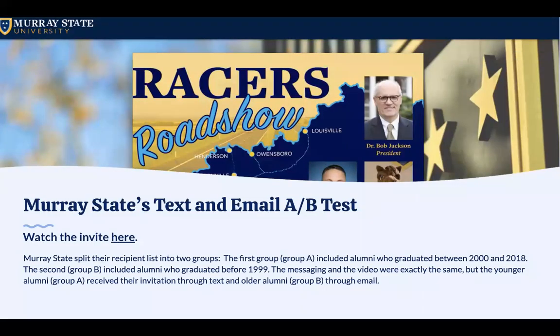Which leads us into, and I already gave a quick shout out to Katie from Murray State here, they did an amazing A/B test for text and email. They had an alumni invitation. I'm going to link to that here and send these slides in a follow-up. But basically they split this group into 2. The first were alumni who graduated between 2000 and 2018. The second group were alumni that graduated before 1999.